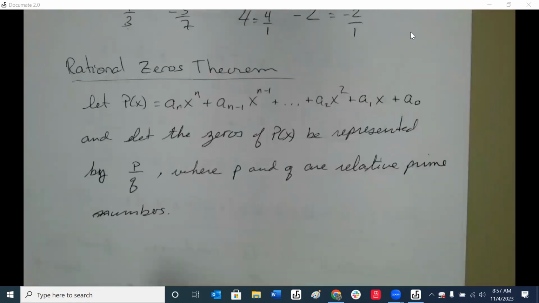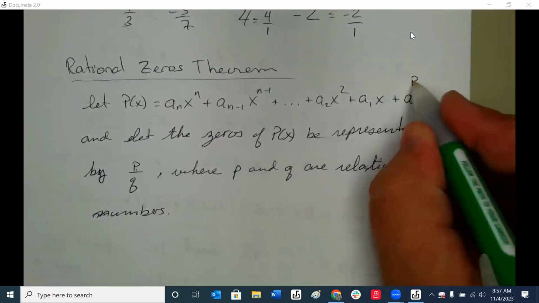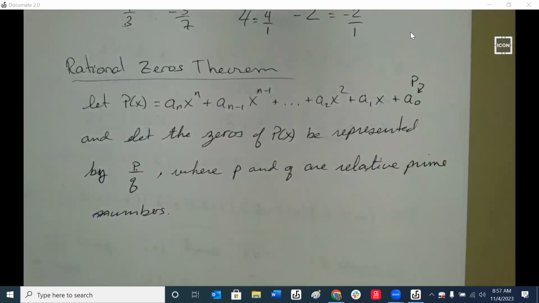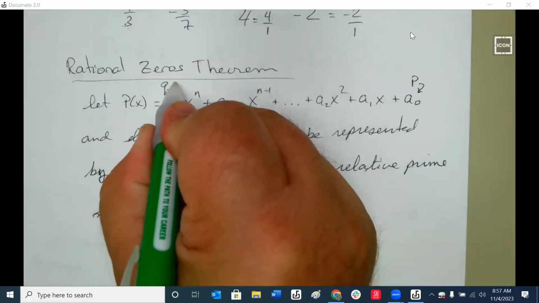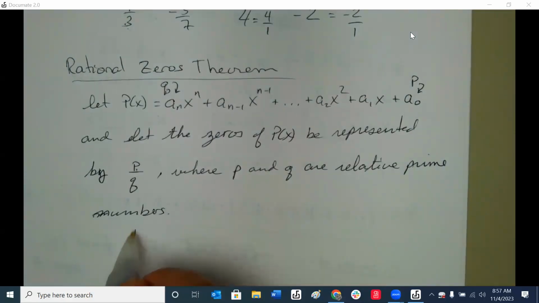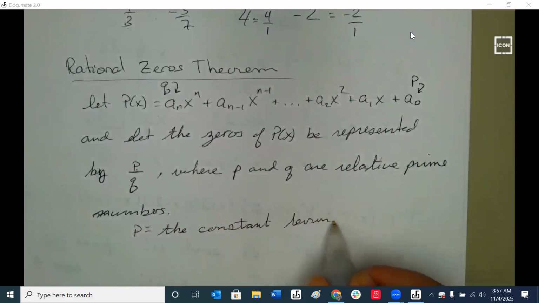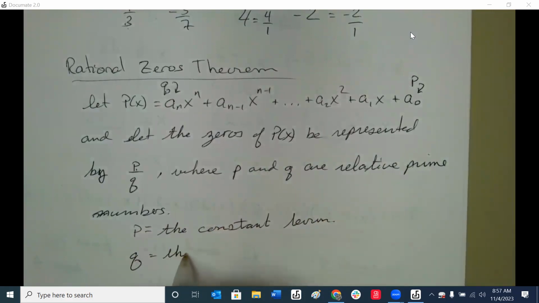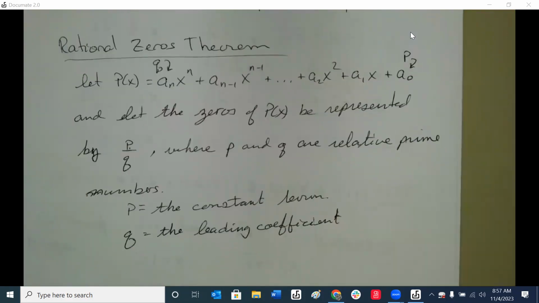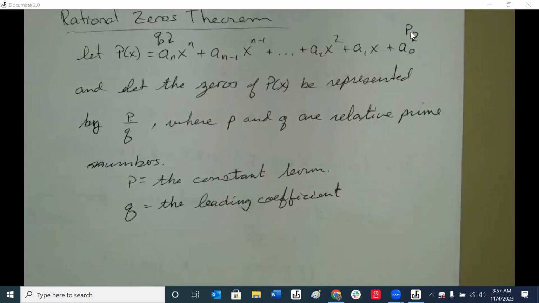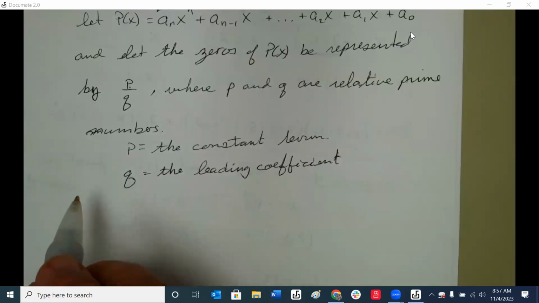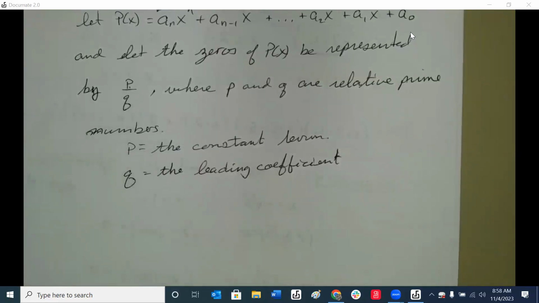So in your equation, P is represented by the last number, the constant term, and Q is the leading coefficient. Then we could find the zeros this way.